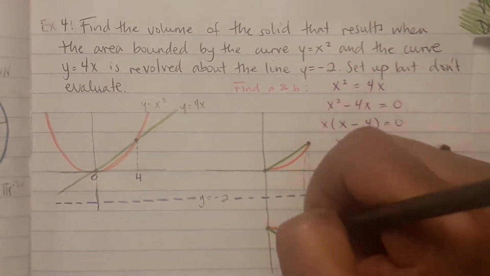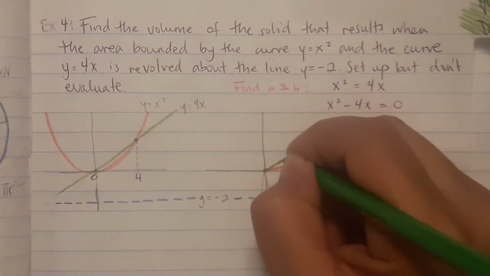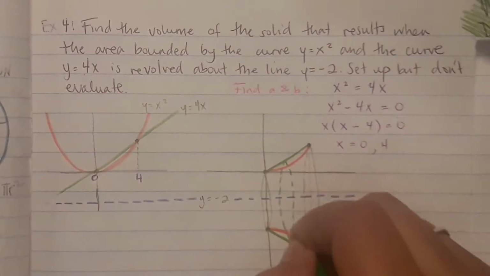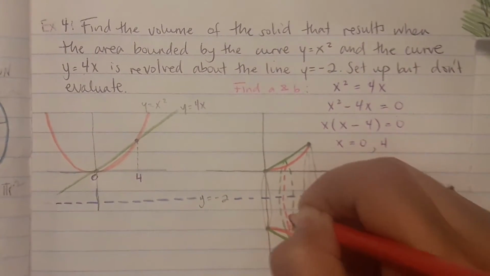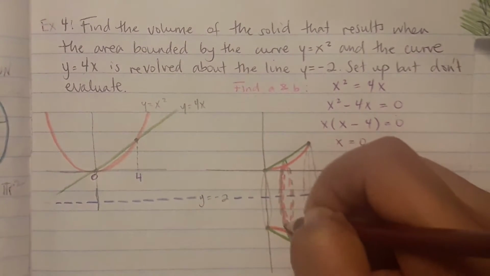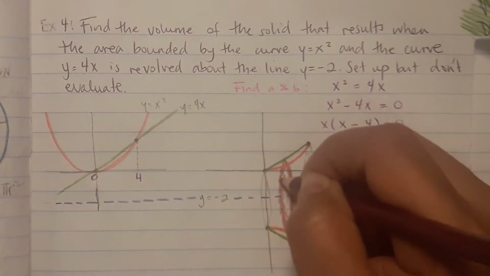Alright, so what shape is my cross-sectional? Again, it's still a circle. So I'm joining the green line, making a circle with the green line. And I'm going to make a circle with the red line. So again, we see there's a hole again, so we're going to be subtracting the outer minus the inner. So we need to figure out the big radius and the little radius. So big radius being the outer, little radius being the inner.